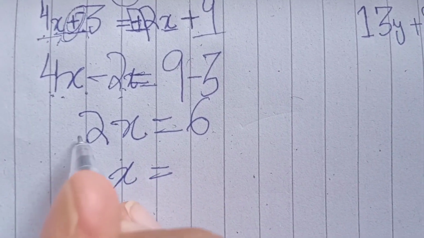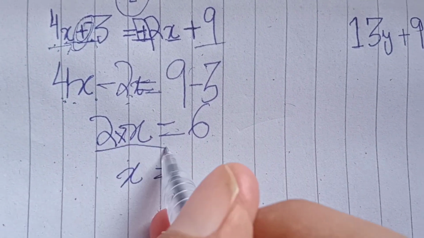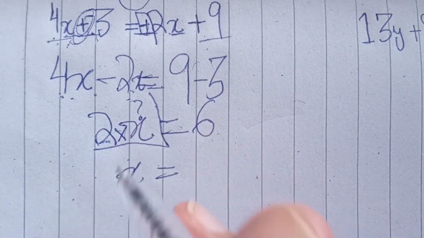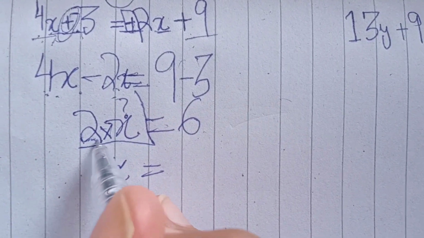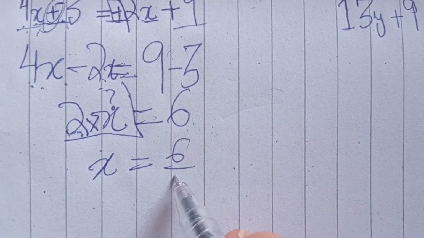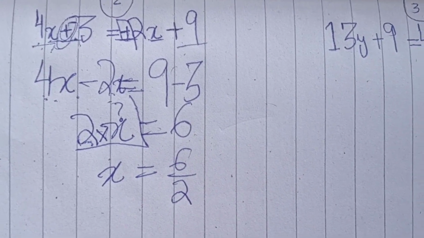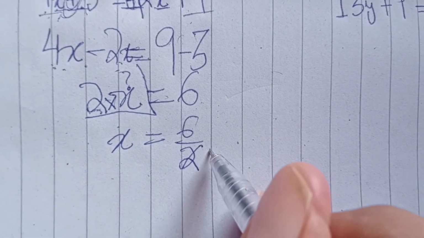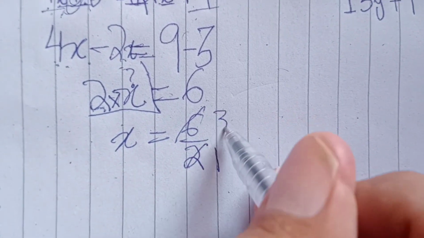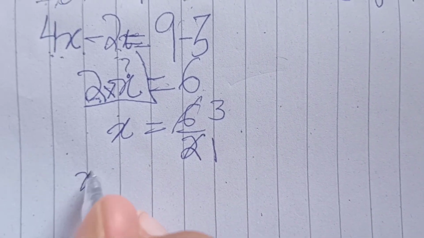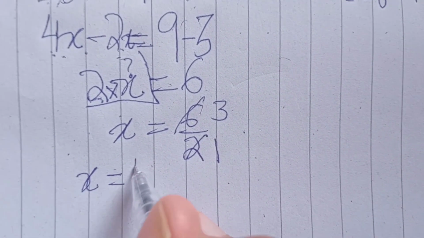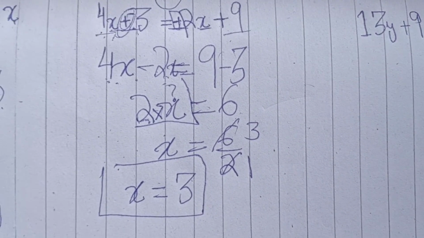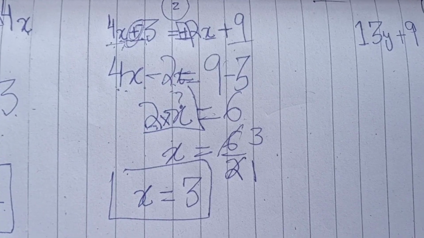Now the 2 is getting multiplied by x, so we consider moving it to the right hand side as we have to find the value of x. So this 2 will get divided by 6 on the right hand side. 2 ones are 2 and 2 threes are 6. So the answer is x equals 3. This is just for our value question 2.